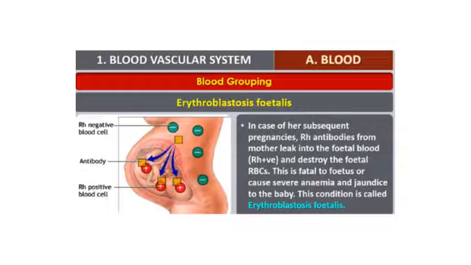So in case of subsequent pregnancies, that is when she gets pregnant for the second or the third time, the Rh antibodies from the mother leak into the fetal blood, which is Rh positive, and they might destroy the fetal RBCs because they think it's some foreign object. So this is fatal to the fetus or can cause severe anemia and jaundice to the babies. So this condition is called erythroblastosis fetalis.